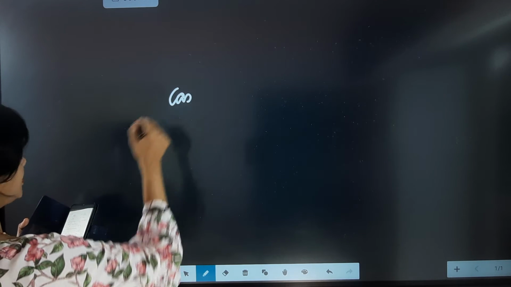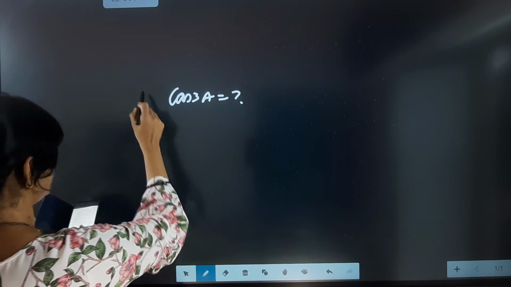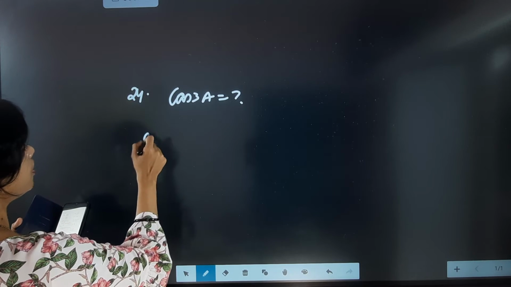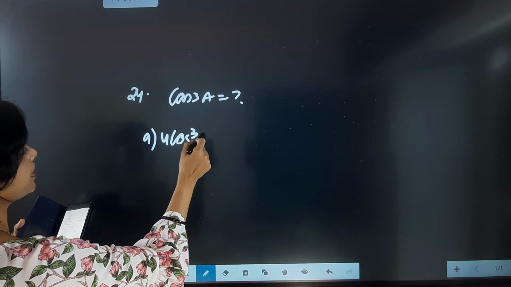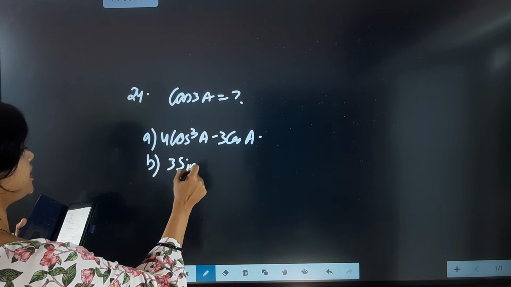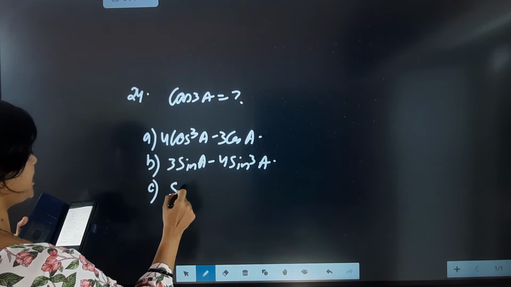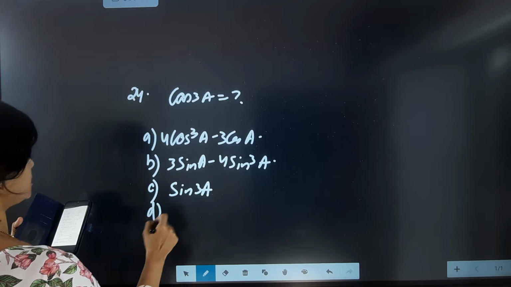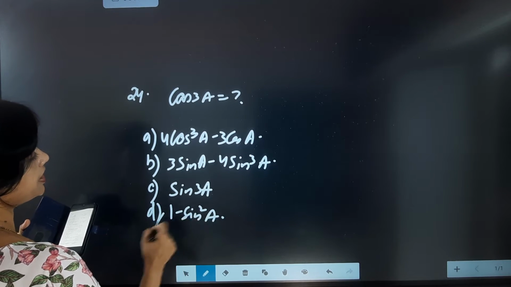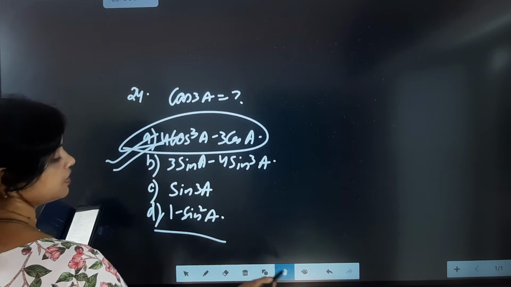So now next question is cos 3A. They are asking the formula, cos 3A will be equal to what? This is question number 24. Options are 4 cos cube A minus 3 cos A. Second, 3 sin A minus 4 sin cube A. Third, sin 3A. Fourth, 1 minus sin square A. Direct formula is 4 cos cube A minus 3 cos A. So 24th answer is A. Now 25th question.